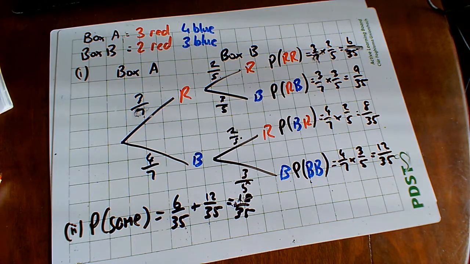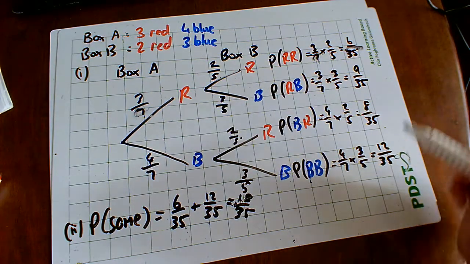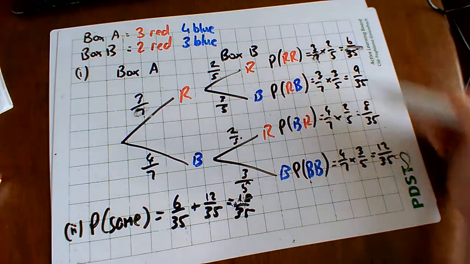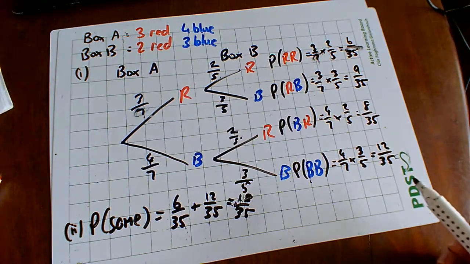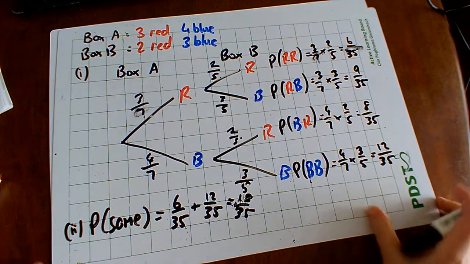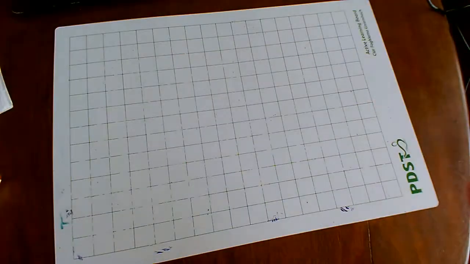If they'd asked us at least one blue, you could have added these 3 together, or just done one taking away this, because all of these will add up to 35 out of 35. It's a way of checking your answer. So they could ask any number of questions. Okay, we'll quickly go on to the second one. It's over here.